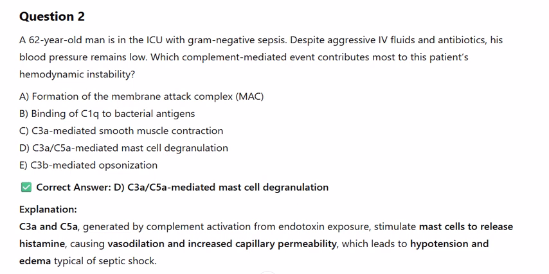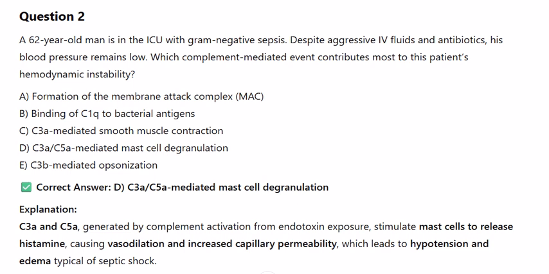A. Formation of the membrane attack complex, MAC. B. Binding of C1q to bacterial antigens. C. C3a-mediated smooth muscle contraction. D. C3a, C5a-mediated mast cell degranulation. E. C3b-mediated opsonization. Correct answer, D. C3a, C5a-mediated mast cell degranulation.